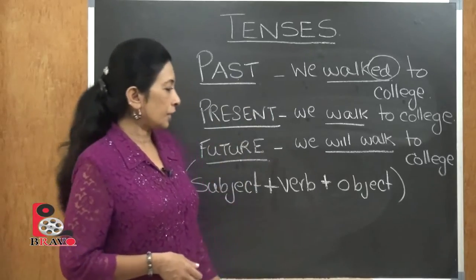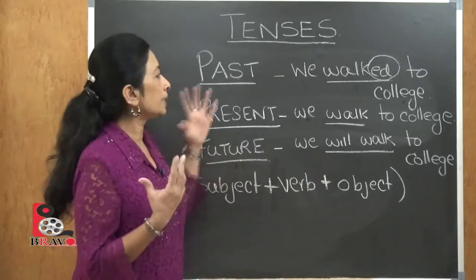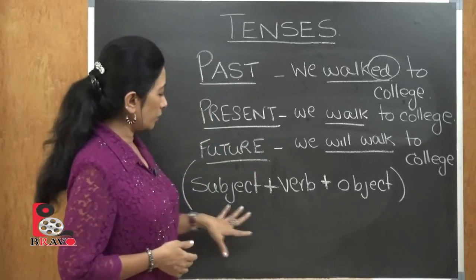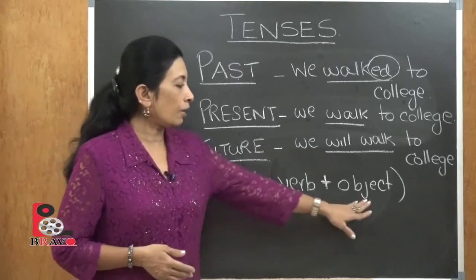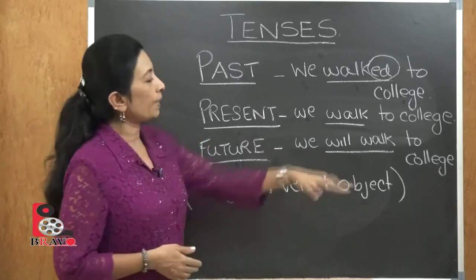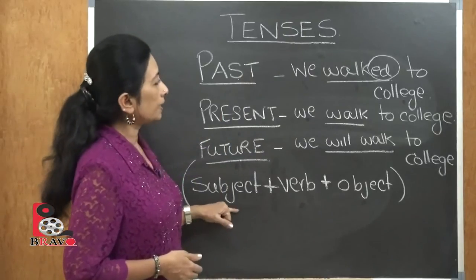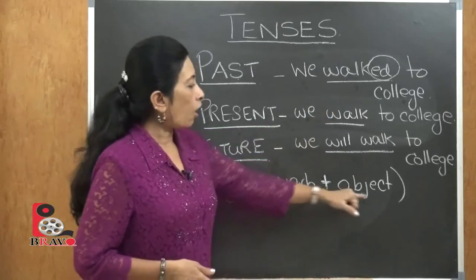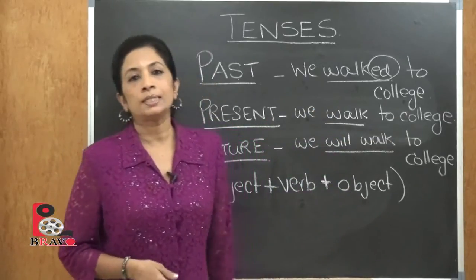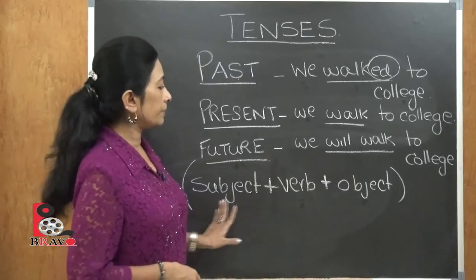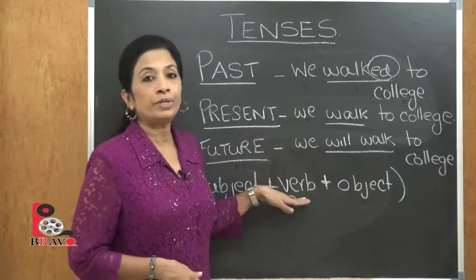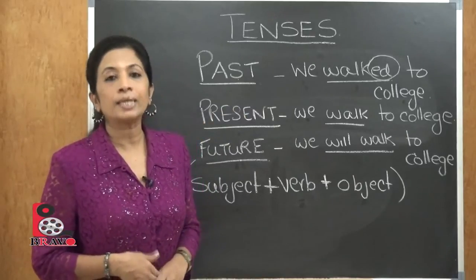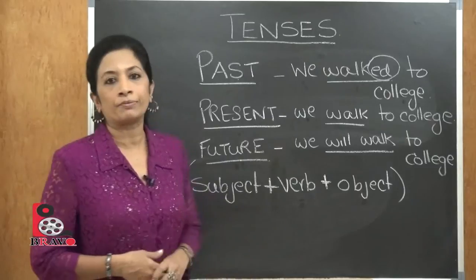Now the whole thing is actually to make a sentence with this tense, present, past and future tense, it all involves subject, verb and object. So these three will make the sentence. So here the subject is we, verb is walk, object is college. So this is how you make it. The object and the subject don't change. The verb will change according to the tense that we are trying to apply. So let's take some more examples to make it simpler for you as well.